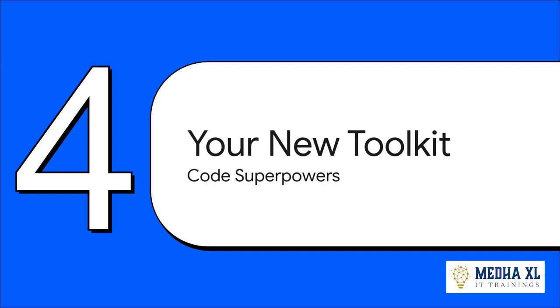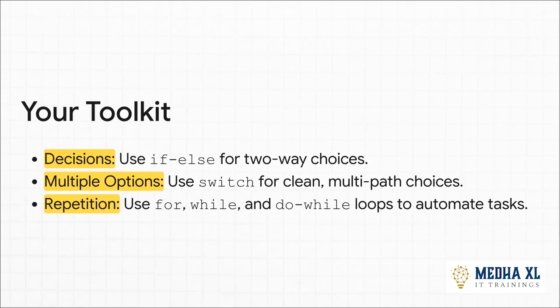Okay, let's just pause for a second and take a look at the powerful new toolkit we've just put together. These aren't just random commands. This is a complete system for controlling how your program behaves. So, let's do a quick recap of your new toolkit. When you've got a simple this or that choice, you're going to reach for if-else. If you've got a bunch of different options, switch is your clean, organized friend. And for anything that's repetitive, you've got a whole set of loops to put your code on autopilot.